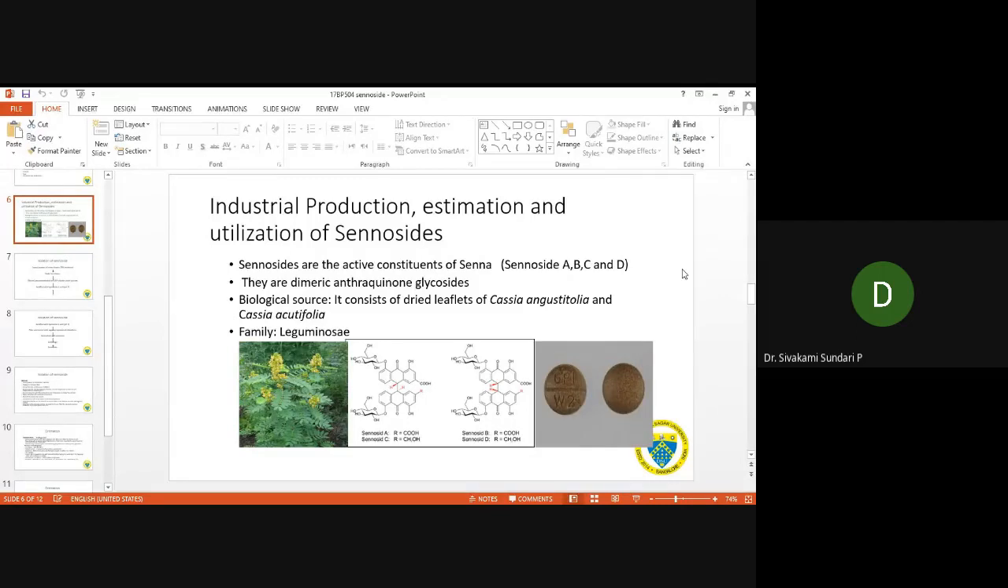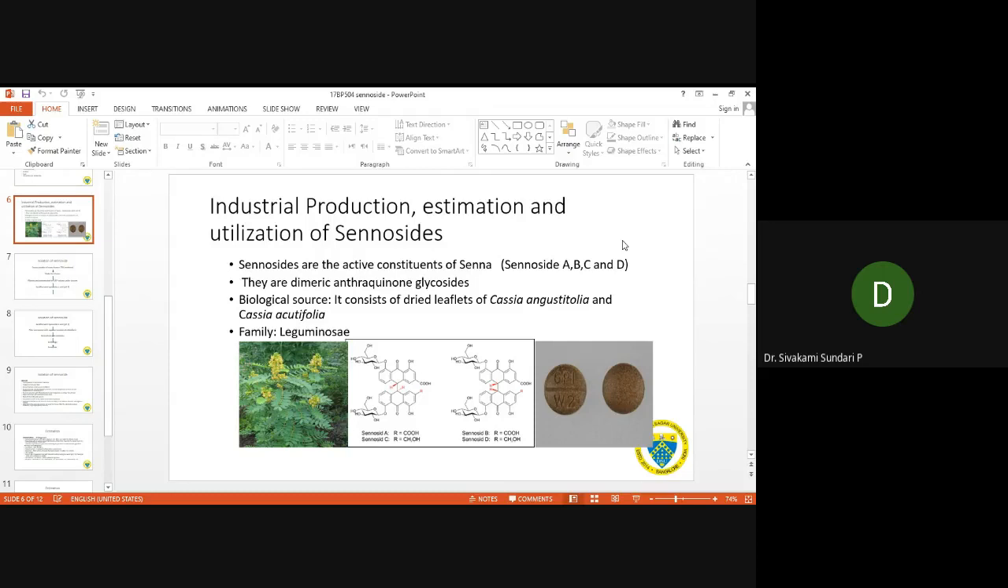Today we are going to discuss the industrial production, estimation and utilization of sennosides. Sennosides are the active constituents of senna. Collectively they are known as sennoside A, B, C and D. They are dimeric anthraquinone glycosides.